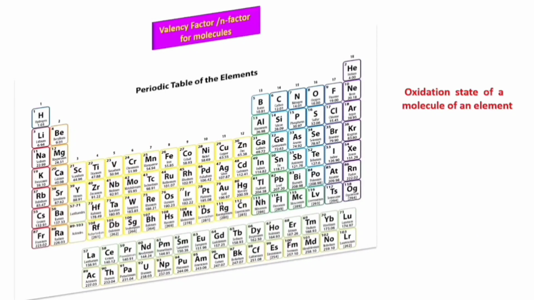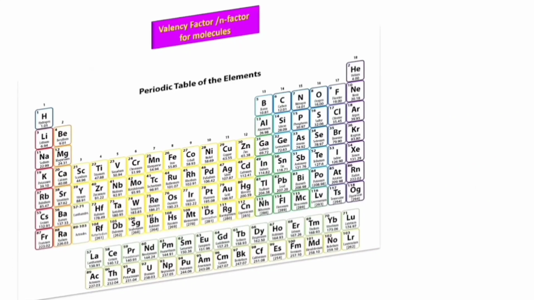How does the oxidation state of a molecule of an element change in a chemical reaction? That depends on its valency factor or N factor. And the calculation of N factor of molecules is very simple. We simply have to multiply the atomicity of the molecule by its valency.